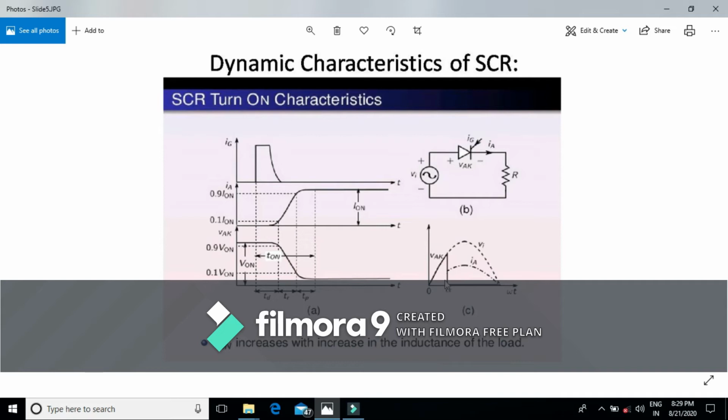Once this SCR is triggered, abruptly it reaches that level, and after that alpha, this will be the same as your input current, because this is the resistive load, and in case of a resistive load, the current and voltage will be in phase. The only difference will be that the peak value of this current will be slightly lesser, that means this I maximum will be equal to V maximum divided by R.